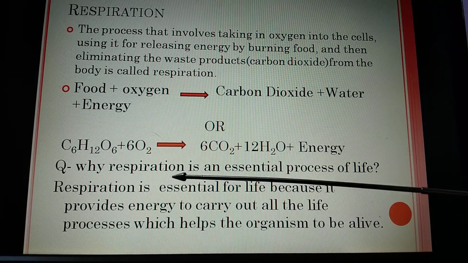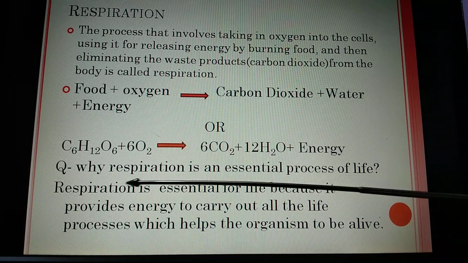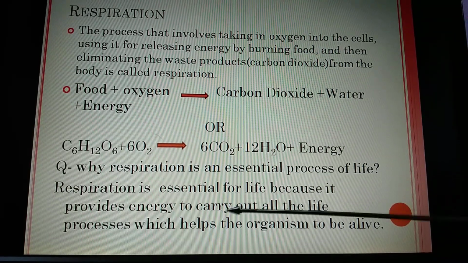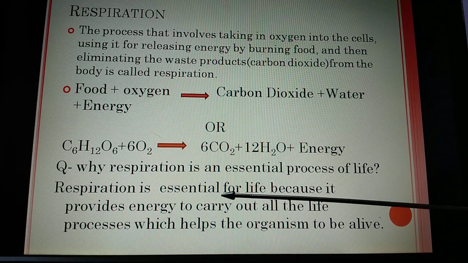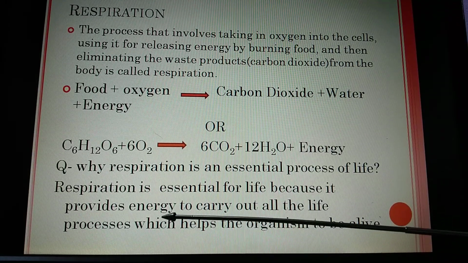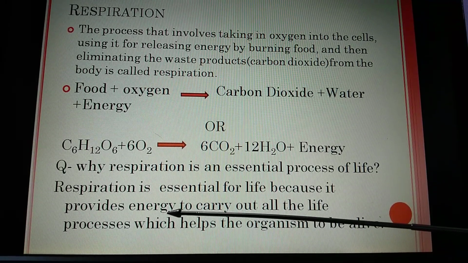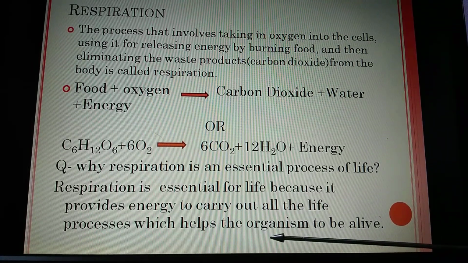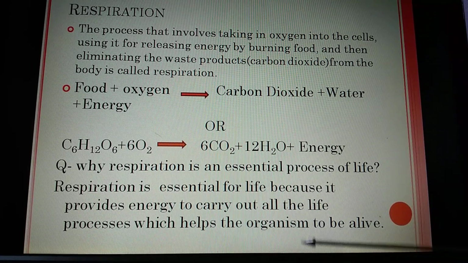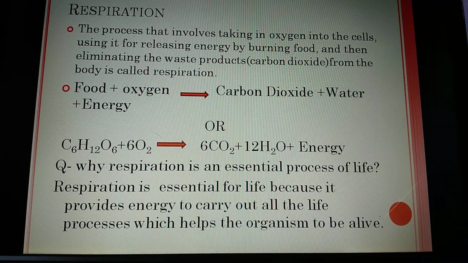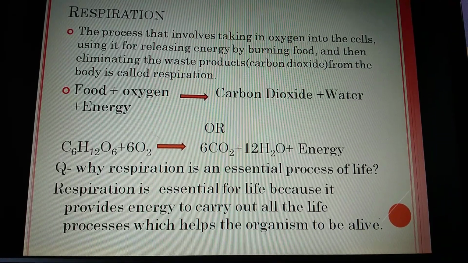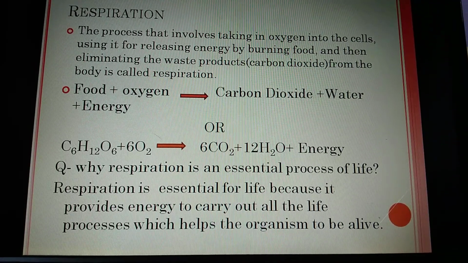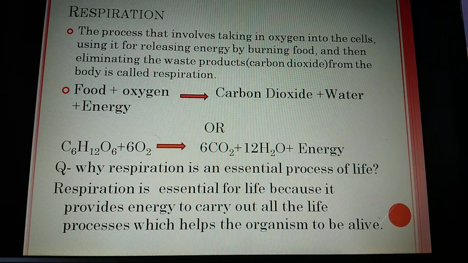Now the question arises: why is the process of respiration essential for life? The process of respiration is essential for life because it provides energy to cells so that they can carry out the processes that are required for the organism to be alive. So it is a very important process, because without it the cells present in our body will not get energy for their propagation.